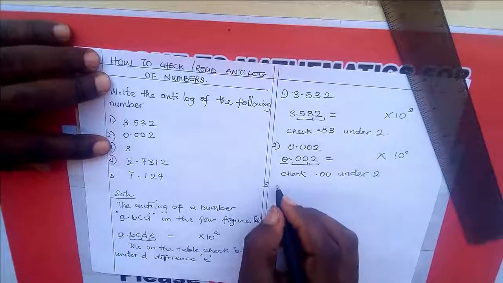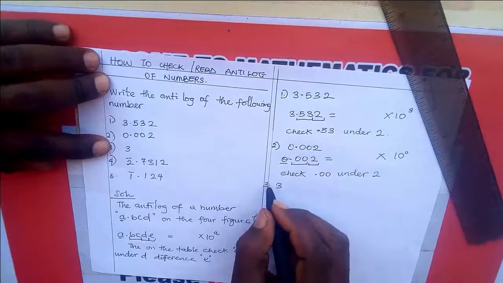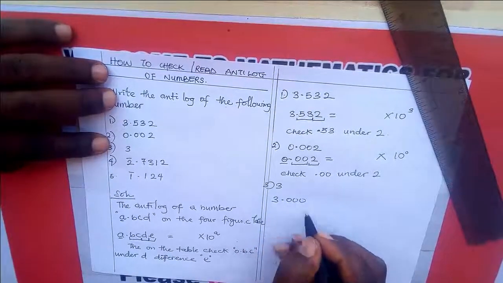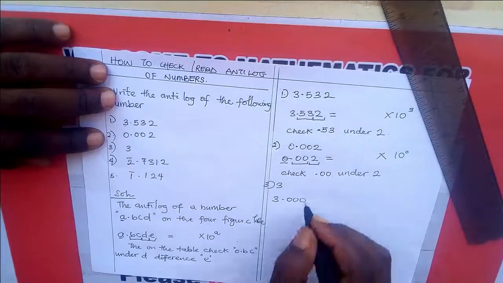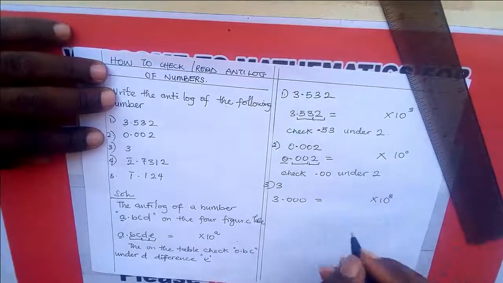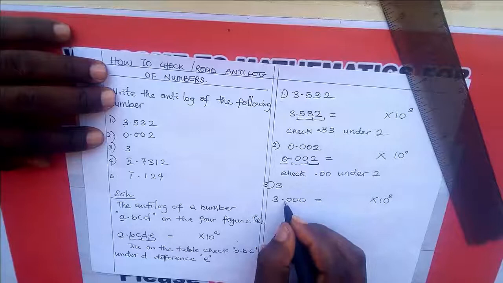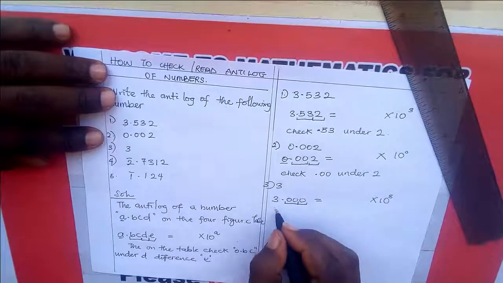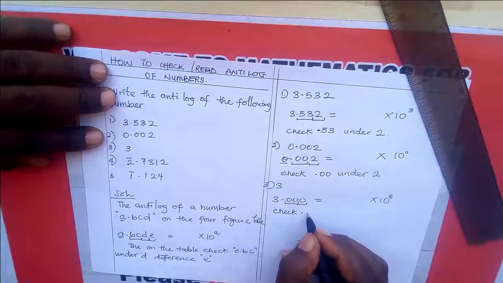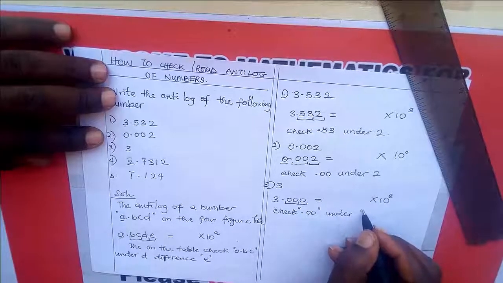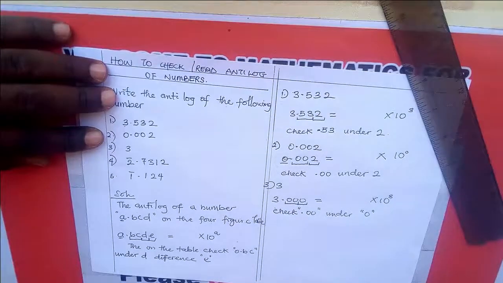Number 3, I have 3. 3 can be written as 3.000. So for me to get it, I write out the characteristic times 10 raised to the power of 3. Then I'm going to check 0 under 0. So I will check 0.00 under 0. So have you been able to check yours?